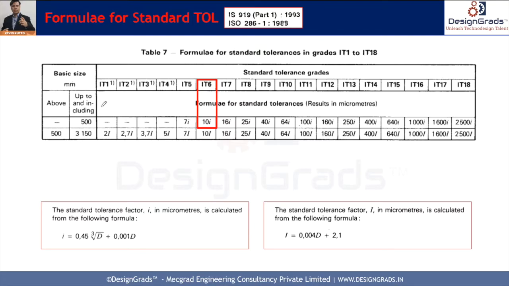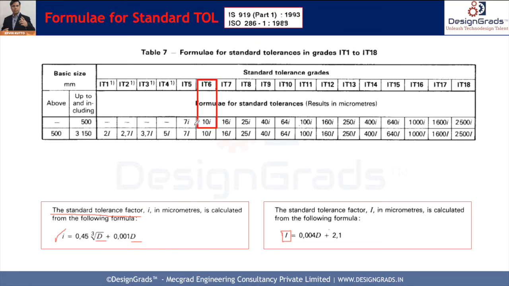So this is the first chart we are going to refer. In this chart we have 18 IT grades, IT1 to IT18, and then we have basic size ranges given. If the basic size range is up to 500, then we are going to use the standard tolerance factor, which is nothing but small i, this formula, right? And if the basic size is more than 500, between 500 to 3150, then we are going to use the capital I formula. How this formula is used, what this D is all about, we'll see later. But right now understand that there are two formulas based upon the basic size.